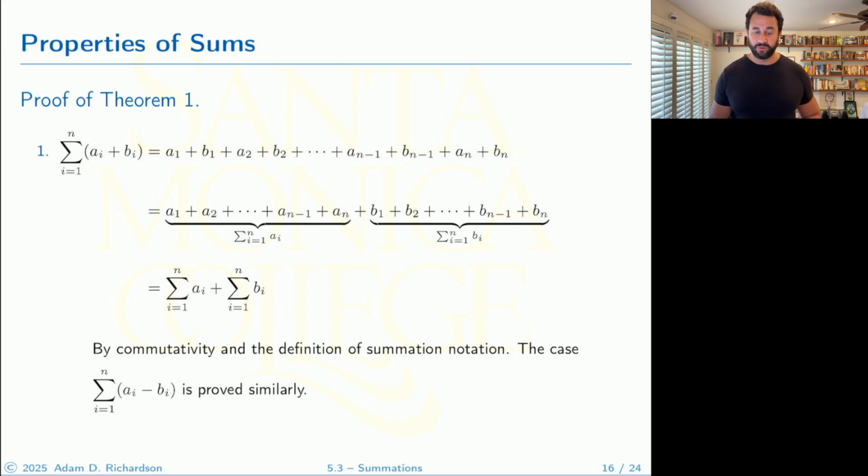And that's what we were trying to prove. Here's our chain of equalities, right? So we've now shown that this is equal to this. Pretty cool stuff. The one for subtraction is basically the same. You just have to also use the distributive property.